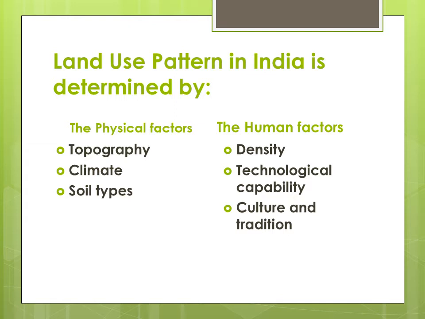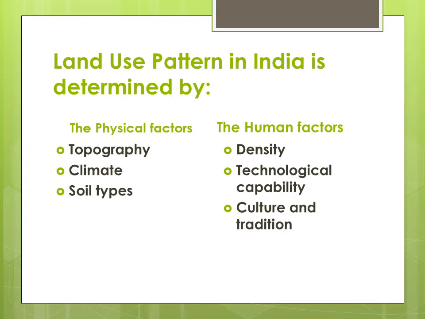Climate: if it is a hot climate, an arid or semi-arid area, there is scarcity of water, so land use depends on climate also. If it is a cold climate with good rainfall, the usage of the land will be different. Soil types: alluvial land, which is fertile land, loamy soil, clayey soil. All these types of soil also determine how the land will be utilized.